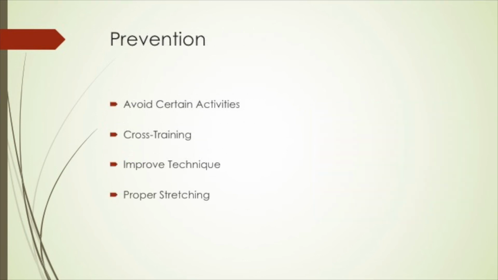To prevent bicipital tendinitis, you should avoid certain activities that put more stress on your tendons or cause more pain. Try cross-training so you give your biceps tendon a rest, as well as helping you to avoid activities that cause pain on your biceps tendon. Improving your technique will also help to prevent bicipital tendinitis, because flawed technique will put your tendons under more stress and cause bicipital tendinitis. Lastly, proper stretching and warm-up before your activity could also reduce the risk of bicipital tendinitis.